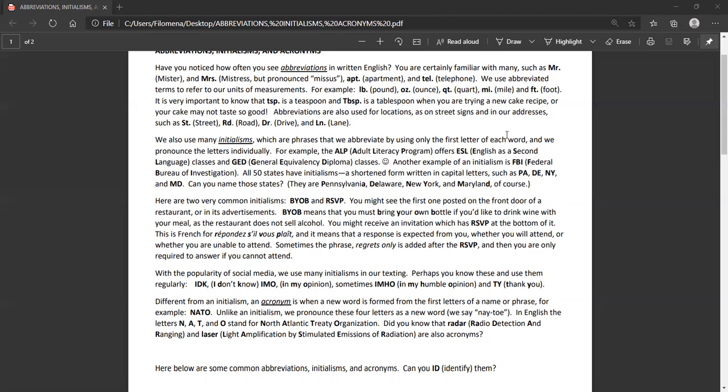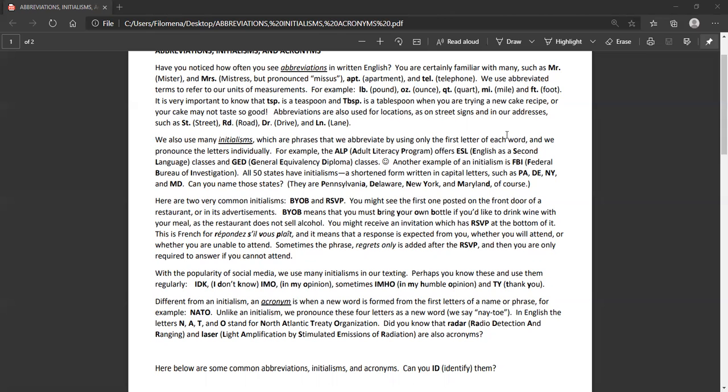Here are two very common initialisms, BYOB and RSVP. You might see the first one posted on the front door of a restaurant or in its advertisements. BYOB means that you must bring your own bottle if you'd like to drink wine with your meal, as the restaurant does not sell alcohol.